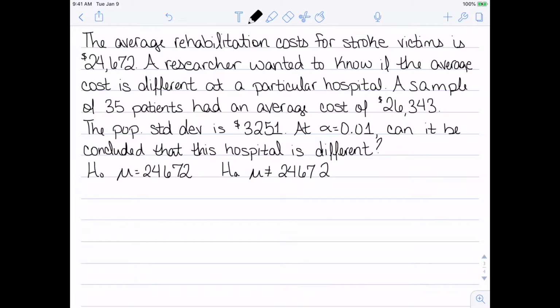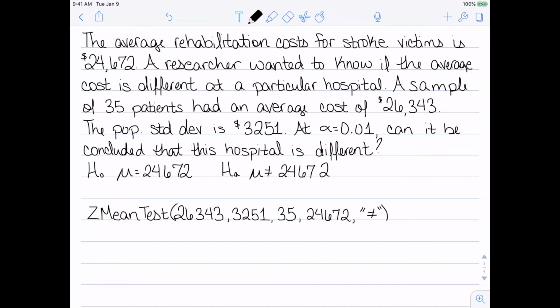Now that we have that, we can start building our command for our calculator. We have z_mean_test. We know that the sample mean of these 35 patients is 26,343. We know that the population standard deviation is 3,251. The sample size is 35 patients. The next thing we need is H0, which is that 24,672. And then the final thing we need is our tail, which in this case is not equal to. And once again, we need to put that in quotation marks. So let's go over to our calculator so we can type this in.